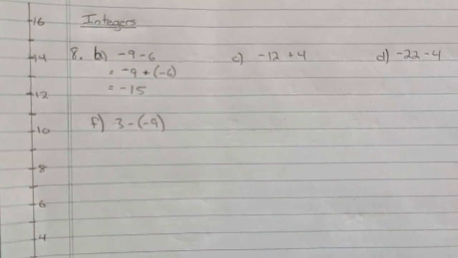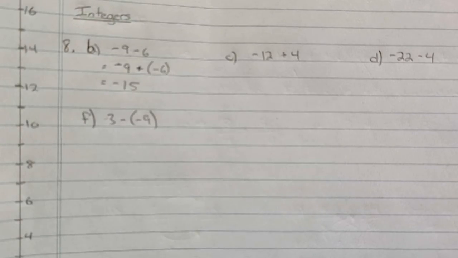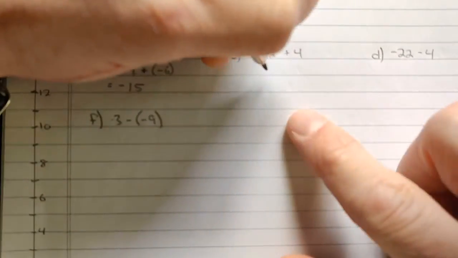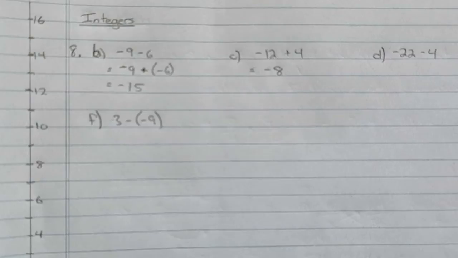In the case of C, we're at negative 12 plus 4. So we start at negative 12, and on the number line, we're going up 4. So if we start down here at negative 12, go up 1, 2, 3, 4, we're going to get to negative 8. Negative 8 is a bigger number than negative 12, and because we're adding a positive, we should get a bigger number.